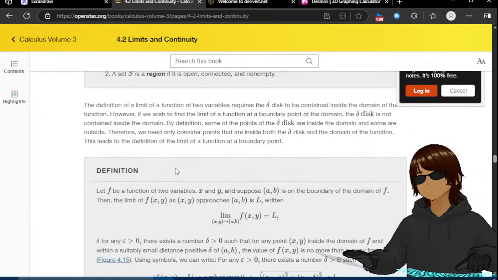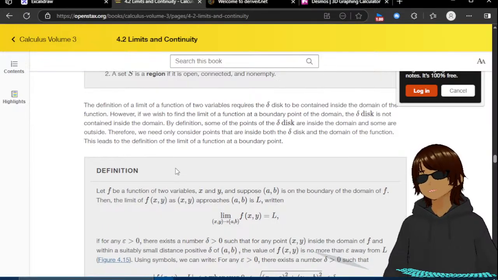The definition of a limit of a function of two variables requires the delta disk to be contained inside the domain of the function. However, if you wish to find the limit of a function at a boundary point of the domain, the delta disk is not contained inside the domain. By definition, some of the points of the delta disk are inside the domain, some are outside. Therefore, we only need to consider points that are inside both the delta disk and the domain of the function. This leads to a definition of a limit of a function at a boundary point.